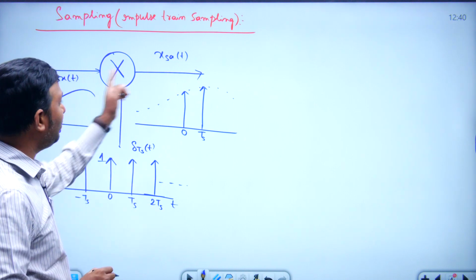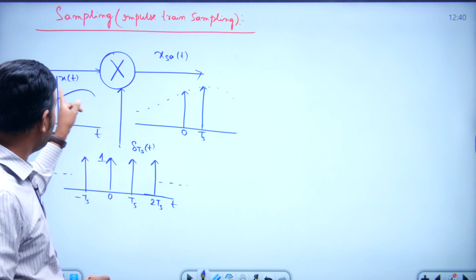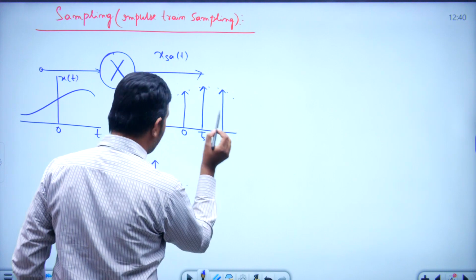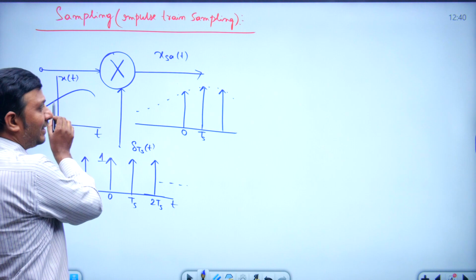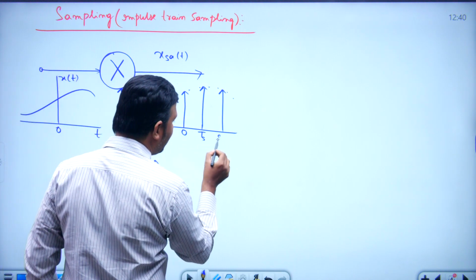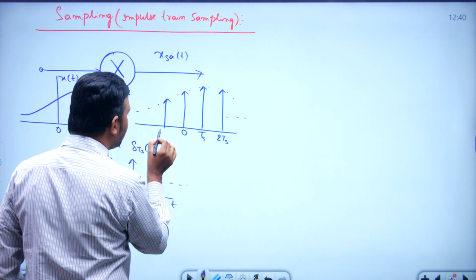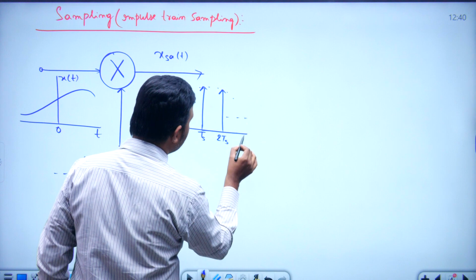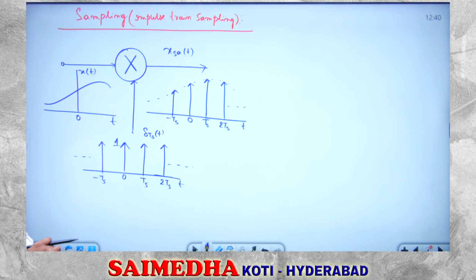Here the signal value becomes the area of the impulse, because the area of the impulse here is 1, this gets multiplied with the value of the signal, so that we are going to get this kind of signal, right. This is my x sampled of t. In this way the sampling operation is done.